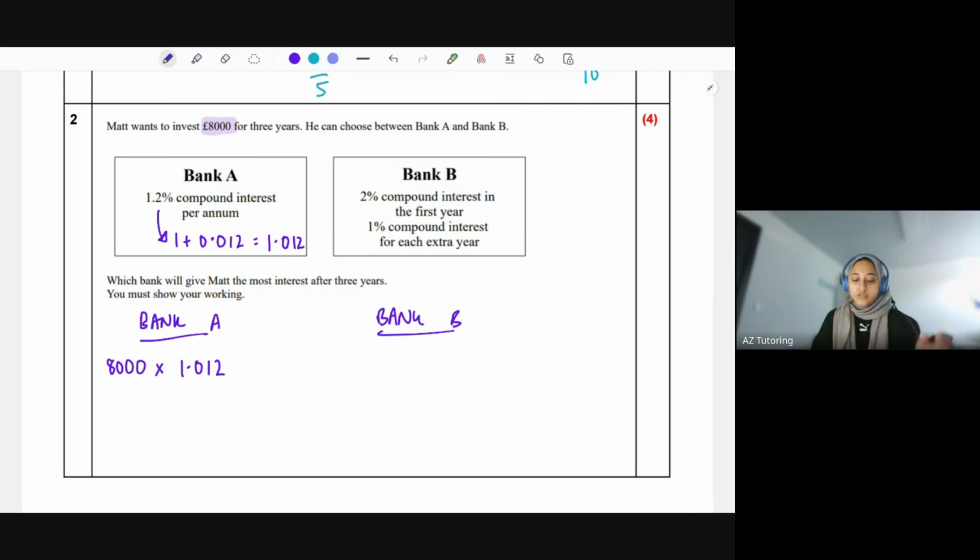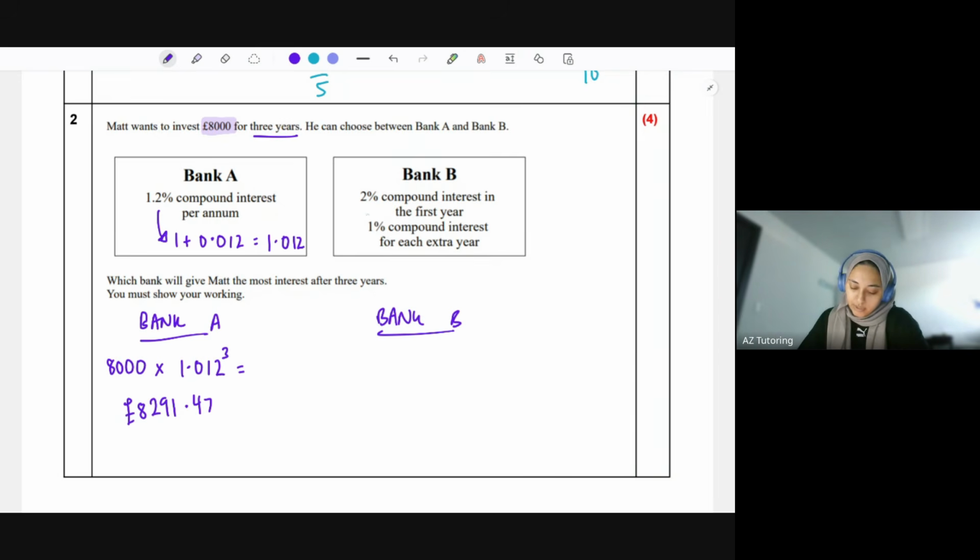That's our multiplier. So it just basically means it's 1.2% more. To the power of how many years? So it says for 3 years. So if we put that in our calculator, we get £8,291.47. So that's how much he gets for Bank A.